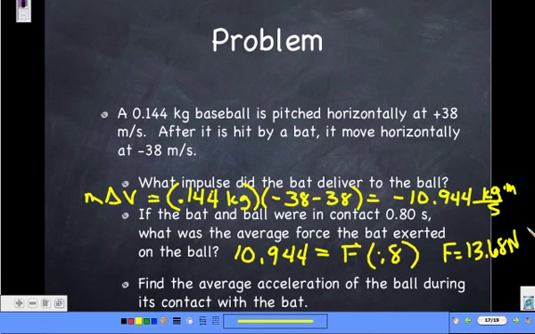The average acceleration, what would we use? What equation?